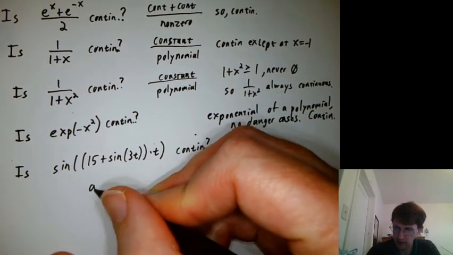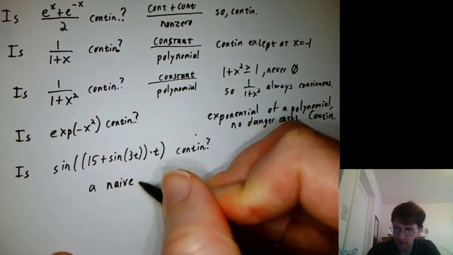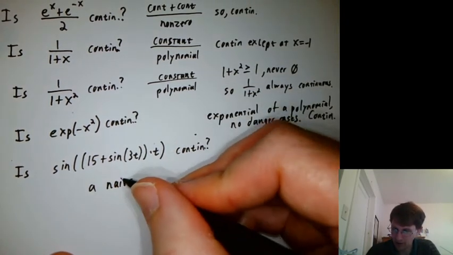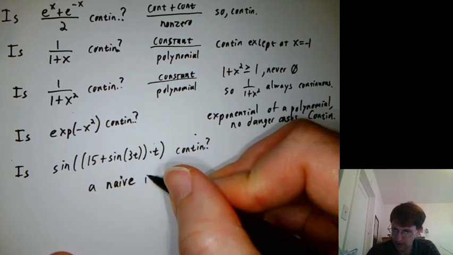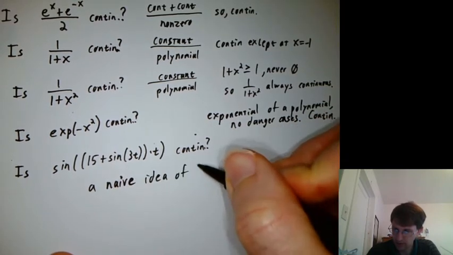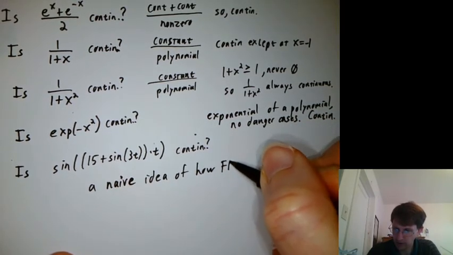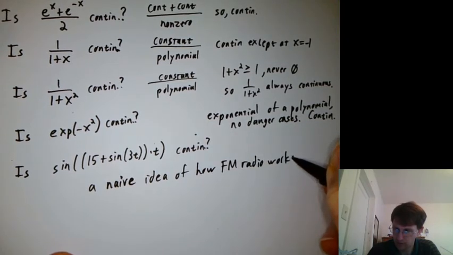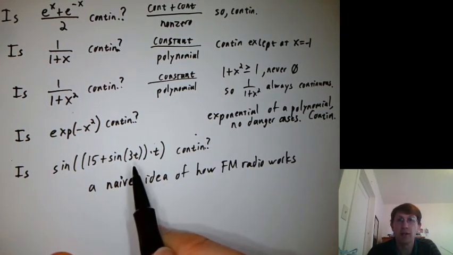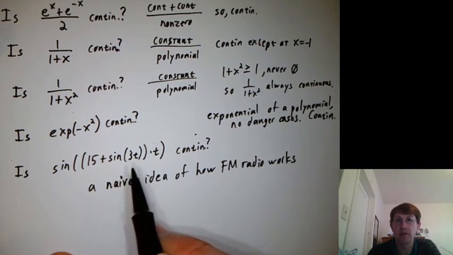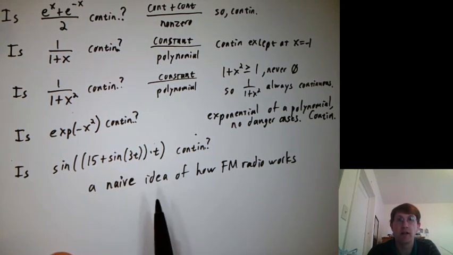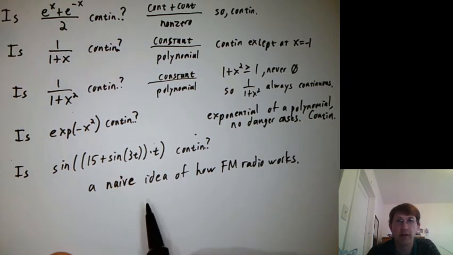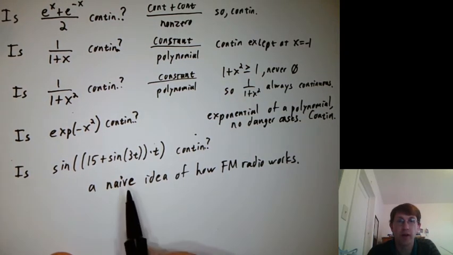So this is a naive idea, meaning it's the first idea I had, that turns out not to be right. Naive idea of how FM radio works. FM means frequency modulation, that you're modulating or changing the frequency. I'll talk to you some other time about how it really works.